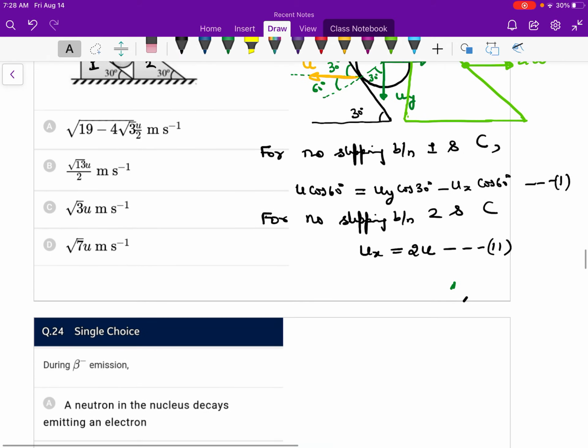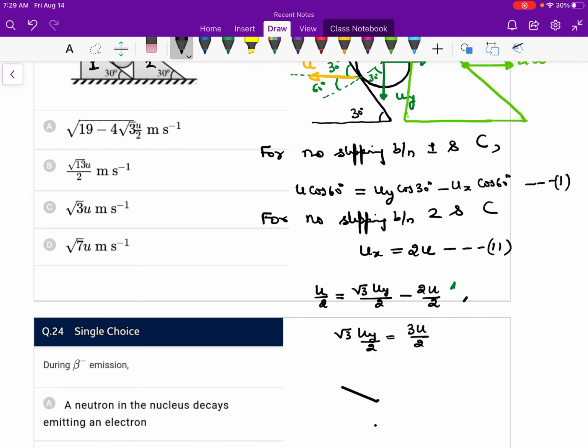Now let's substitute ux in equation 1. So u cos 60, which is u by 2, is equal to uy cos 30, which is root 3 uy by 2, minus ux, which is 2u, into cos 60, which is 1 by 2. So this is root 3 uy by 2 is equal to 3u by 2. So uy is root 3u.